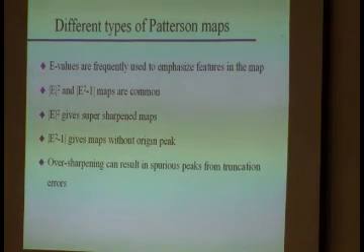You still get positive features because remember, these signs mean it's the magnitude. Okay? So, E squared minus 1, pretty popular because it gives you maps without an origin peak. E squared gives you extremely sharp peaks. Okay? One word of caution, if you sharpen your map too much, you can actually get some spurious peaks that really shouldn't be there, because remember, you have truncation errors. You do not have the full Fourier series.